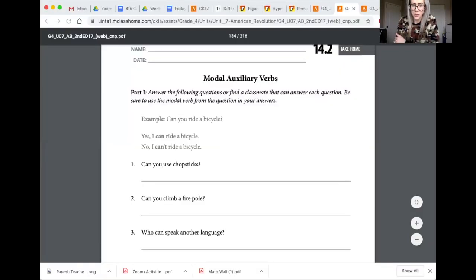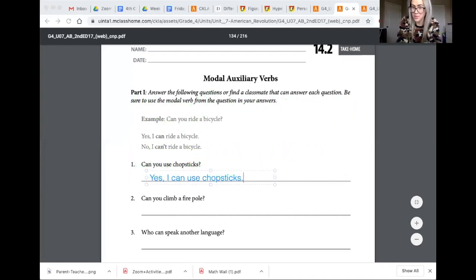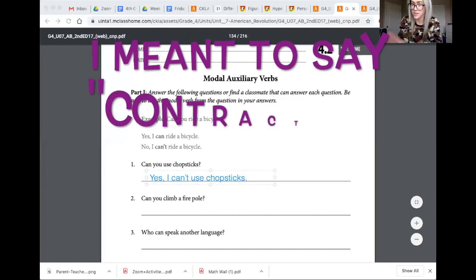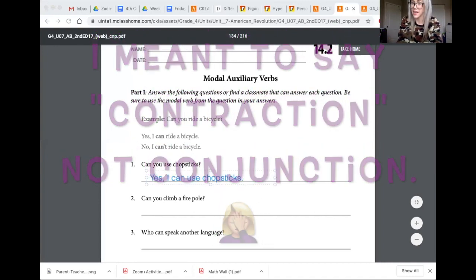So that means on question number 1, I get to go back to my activity book here, and I get to type my sentence using the modal verb or the helping verb. So I'm going to say yes, comma, I can use chopsticks. Now, what if you can't use chopsticks? Then you would change this to I can't, apostrophe T, because it's a contraction, can and not. I can't use chopsticks, but I'm going to keep mine as can because I can use chopsticks.